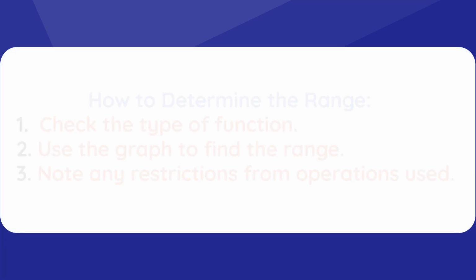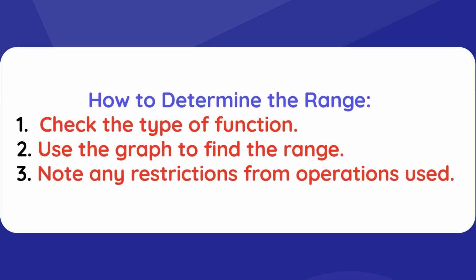Let's talk about range. How can we determine it? First, check the type of function. Use the graph to find the range and note any restrictions from operations used. We consider our earlier examples and see what the range would be considering the domains we have already.